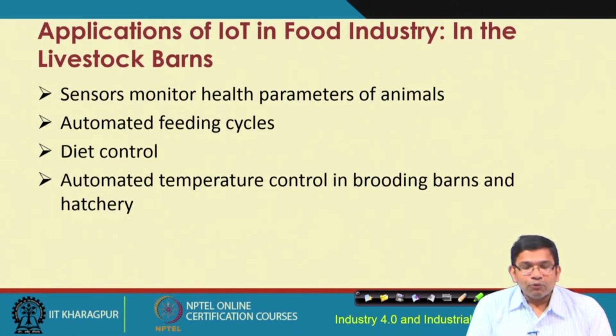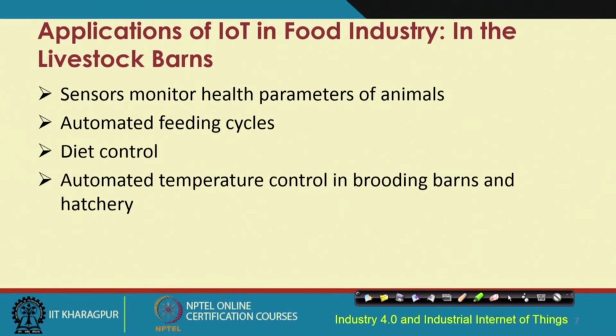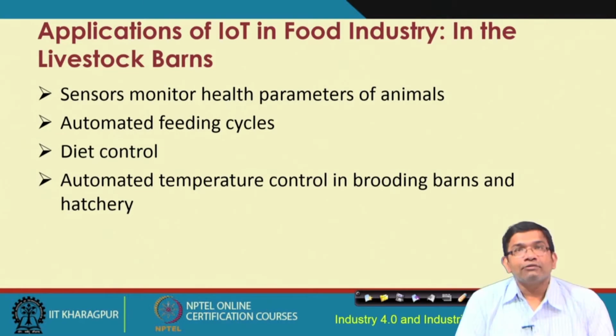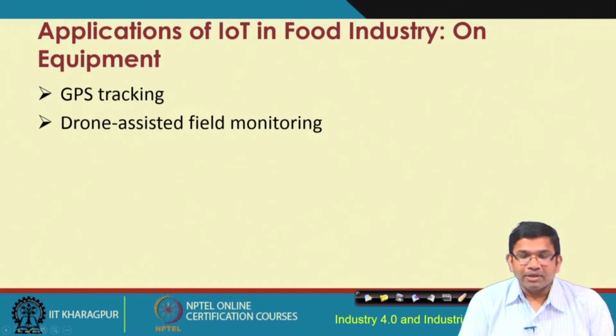I am now going to give you some examples. In the livestock barns, sensors can help in monitoring the health parameters of the different animals, such as cows, buffaloes and other livestock including sheep and goats. All of this continuous real time monitoring using IoT enabled devices is possible on the farm. Automated feeding cycles can be set up with the help of IoT implementation. Diet control of the different farm animals is possible as well. Automated temperature control in the brooding barns and hatchery is also possible with suitable IoT implementation.